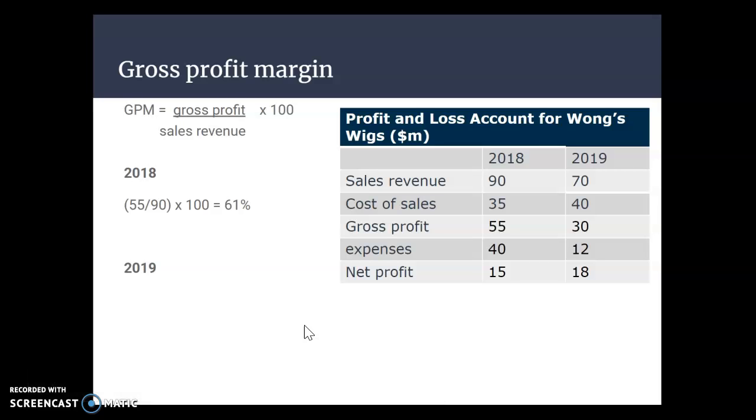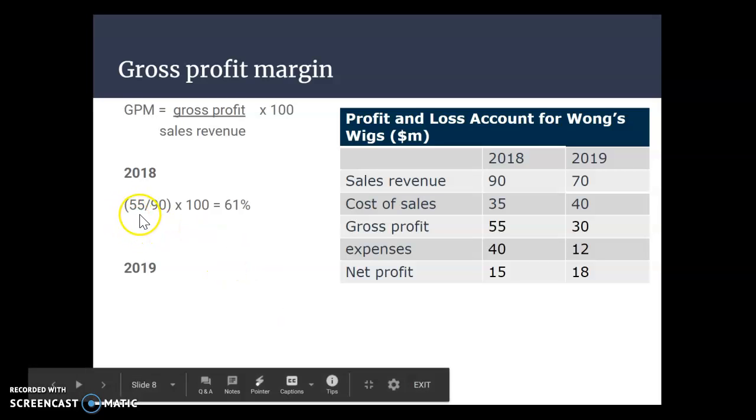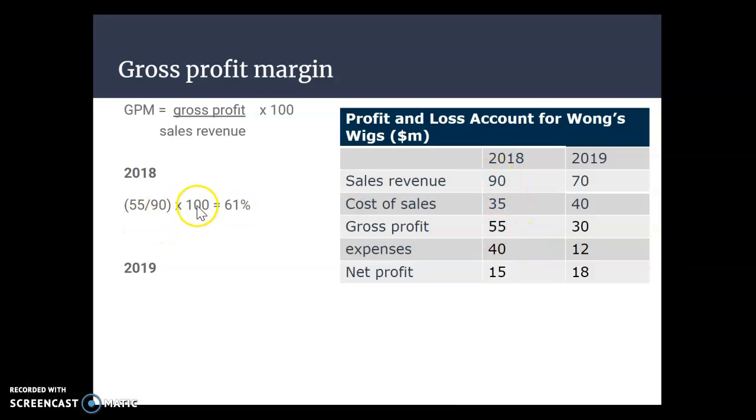Okay, so an example of how to work it out. I've already worked it out for 2018. So 55 divided by 90 times 100 is 61%. When you write them down, you need to show all of your working like this, and you need to write the little percentage symbol.